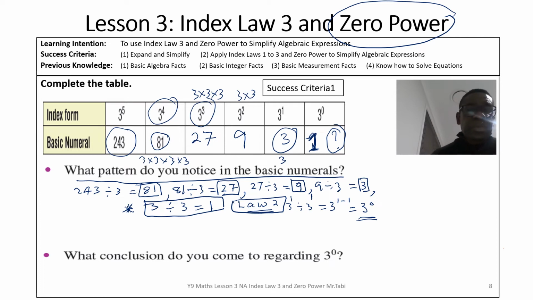Now, let's digress a little bit before we go and answer that. You see, 2 to the power of 3 is equal to 2 times 2 times 2, which is 8. 2 squared, which is 2 times 2, which is 4. But this 4 is the same as if I took the 8 and divided by 2.